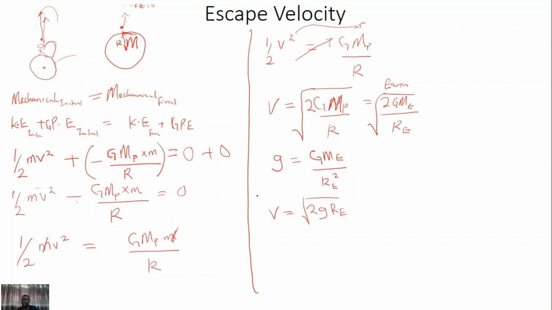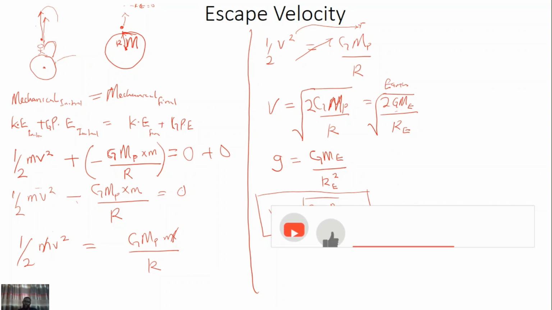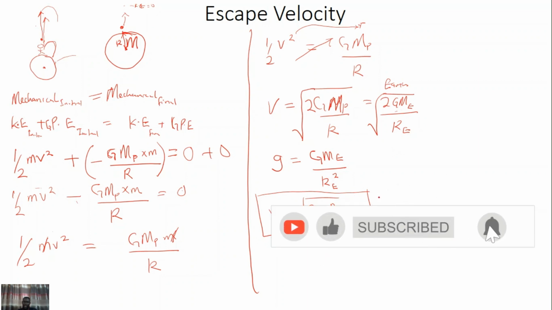So in this final formula, you can see that the escape velocity of a body from a planetary body is not affected by the mass of the body, okay? But rather, it is determined by the acceleration due to gravity of the planetary body, and indirectly also determined by the gravitational constant and the mass of the planetary body, in this case, the Earth. Okay, so this is the formula to derive the escape velocity.